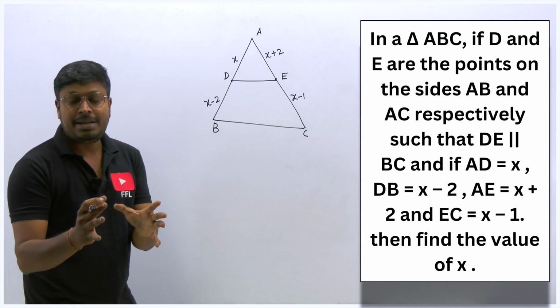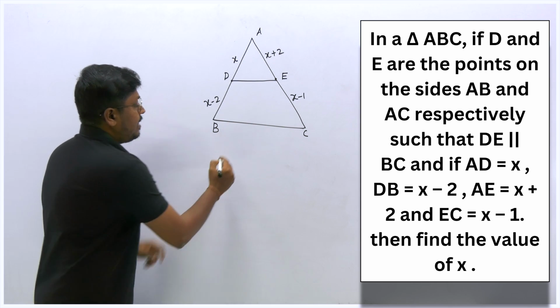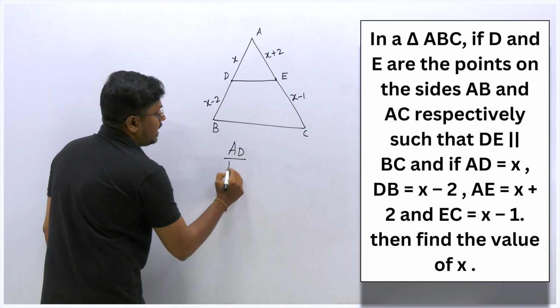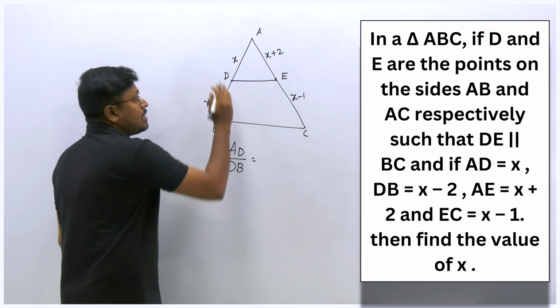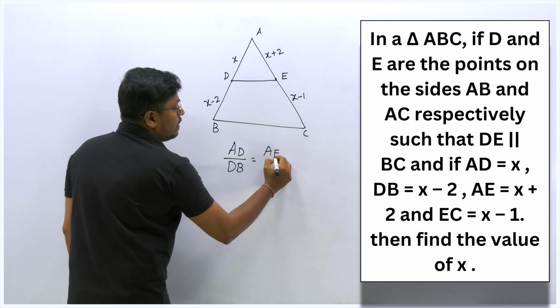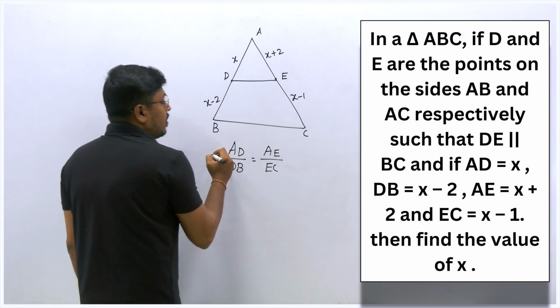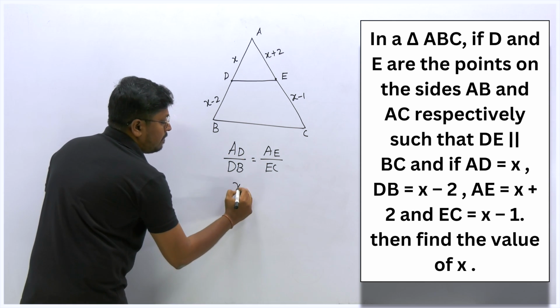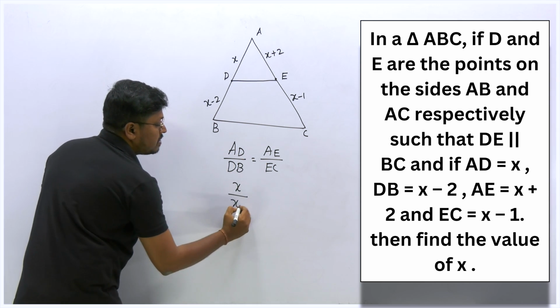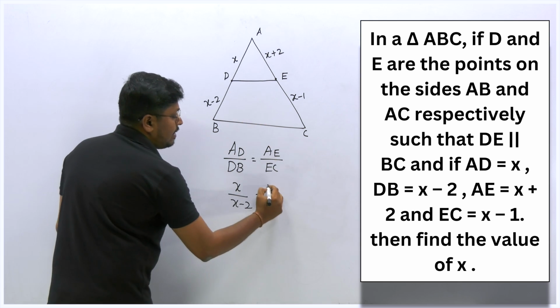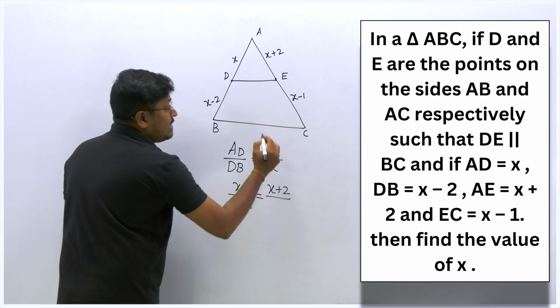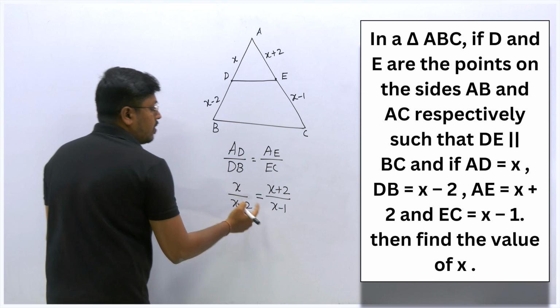We know what the BPT theorem is. So AD divided by DB is equal to AE by EC. Now substitute all the values. AD will be X, DB will be X minus 2, equals AE, which will be X plus 2, over EC, which will be X minus 1. Now cross multiply it.